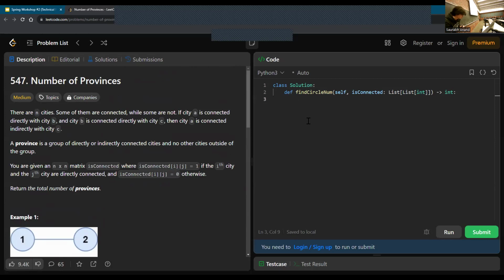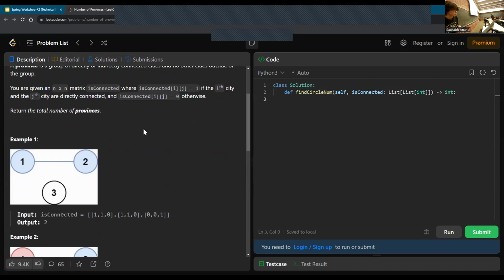Okay, so let's get started coding. Similar to what we did before, we're going to have to iterate over all the cities and, if it's unvisited, explore everything. And we're going to need a visited array to keep track of whether we've already visited a city or not.